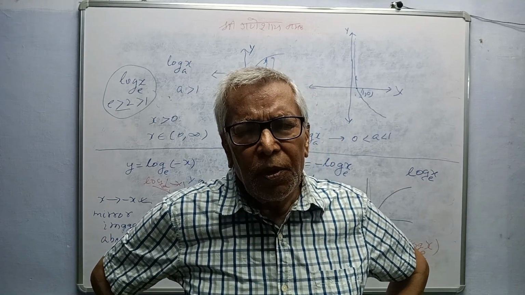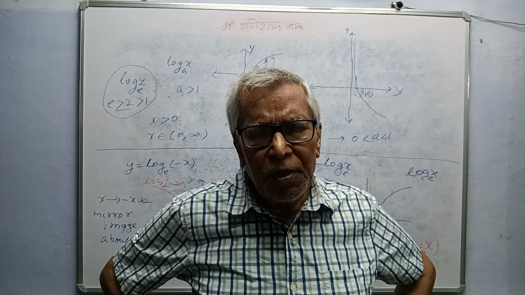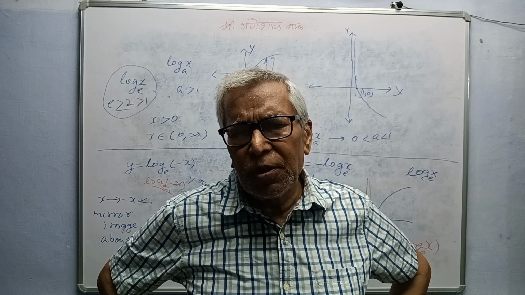Then (a plus b) whole square is equal to a square plus 2ab plus b square. Sin(a plus b) is equal to sin a cos b plus cos a sin b.